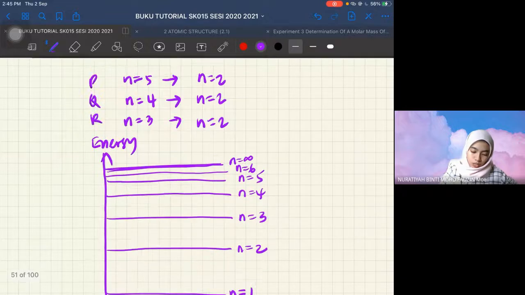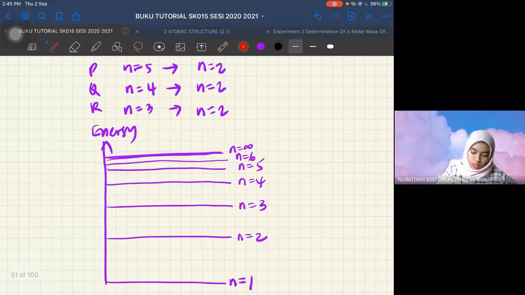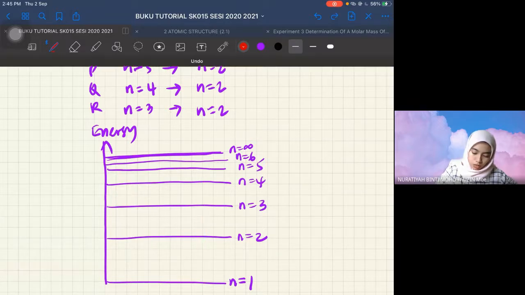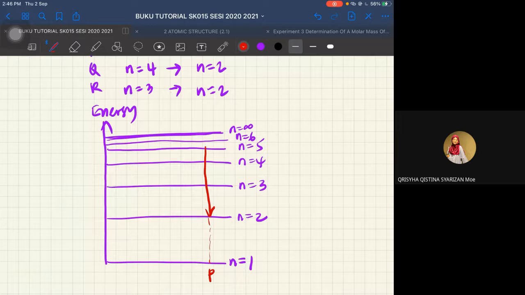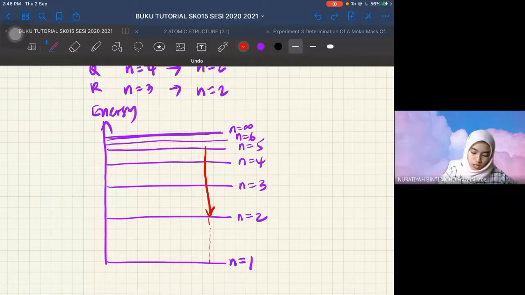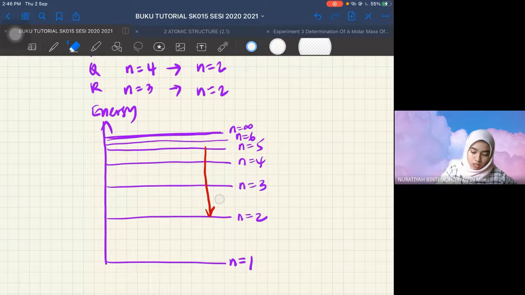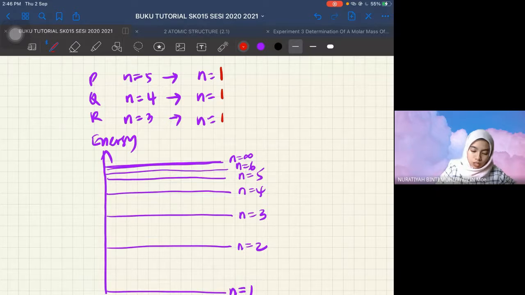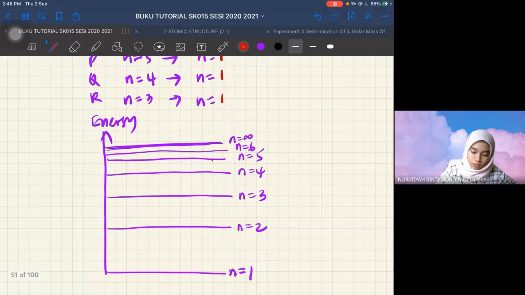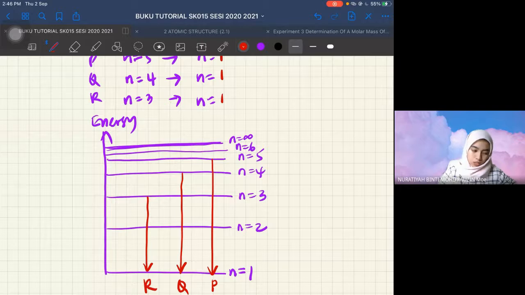So just drop down. For P it is from n equals 5. So from 5 here, go down to n equals 2. Not to n equals 1. Oh yes, alignment, it's the Lyman series. So n equals 5 to n equals 1. So this is P, n equals 4 to n equals 1 is Q, and R.